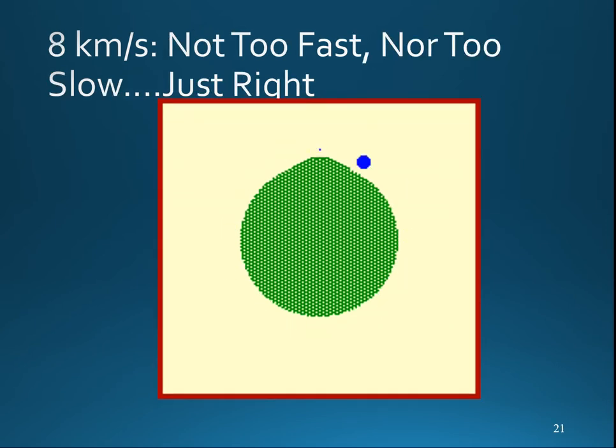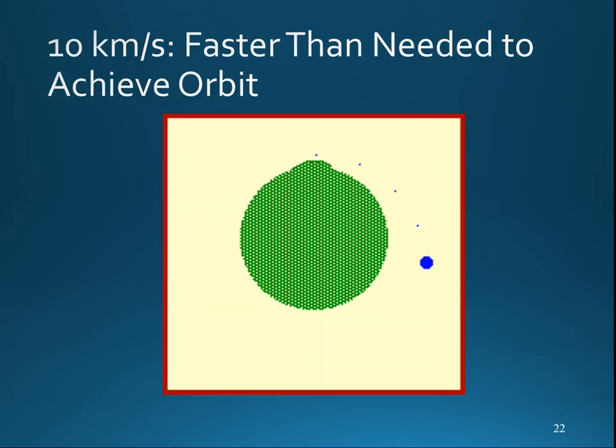At 8 kilometers per second, it's just right. It's like the Goldilocks velocity. It's not too fast or too slow, it's just right, and you achieve orbit around the Earth. If you exceed that at 10 kilometers per second, that's faster than needed to achieve orbit, and you can see that we actually start to deflect from Earth a little bit before being drawn back.